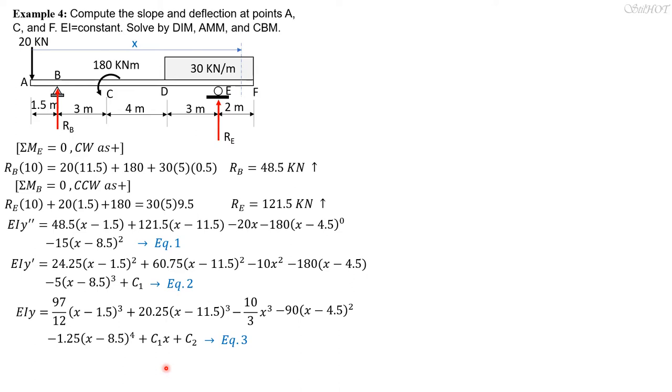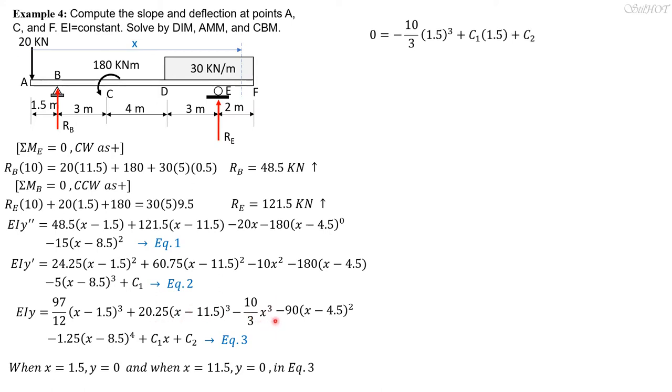So we substitute the boundary conditions. When x is 1.5, y is 0, and when x is 11.5, y is 0. So first, for x is 1.5 in equation 3. So when x is 1.5, so 0 equals 0 plus, ignore, minus 10 thirds 1.5 cube, ignore, plus c sub 1 times 1.5 plus c sub 2. So that would be the equation. Simplifying that equation, 1.5 c sub 1 plus c sub 2 equals 11.25.